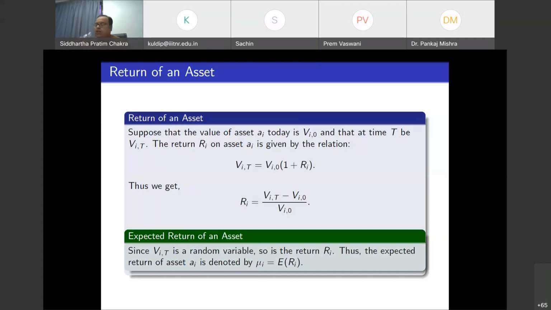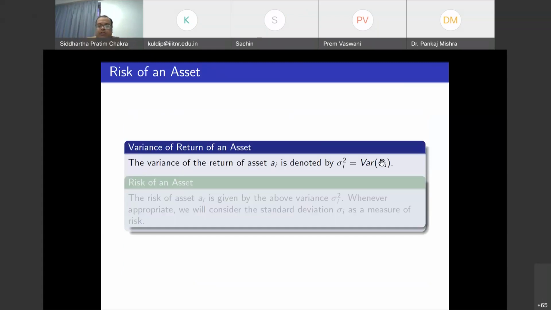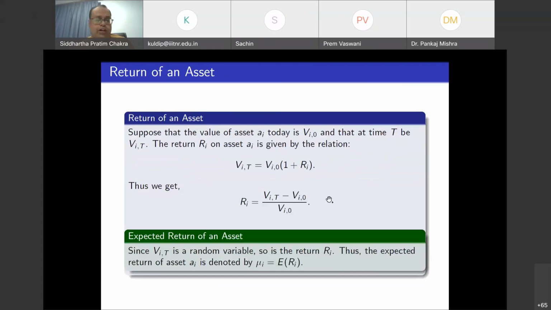So the expected return of an asset: as I said, since VIT is a random variable, which results in Ri being a random variable, the expected return will be the expected value of Ri, and it is customary to use the notation μi for it. So now I know what is the return of an asset, and I know what is the expected return of an asset.